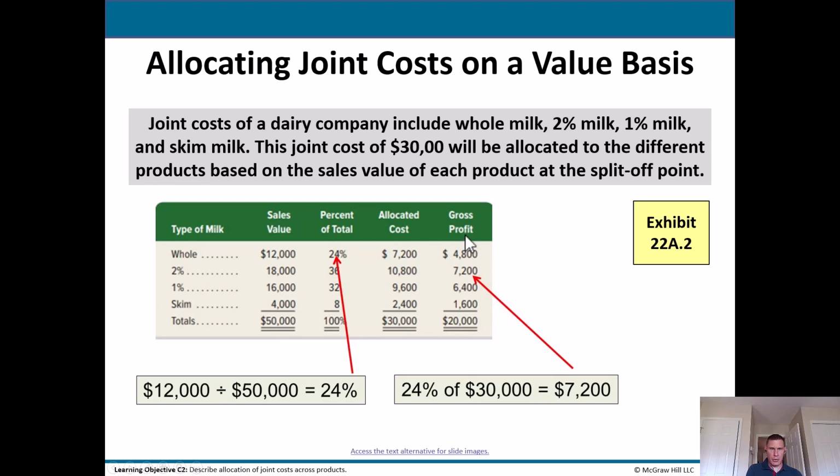And then we're saying, okay, now we can go ahead and allocate these costs out. We know that we had an allocated cost of 30,000. So again, we can just apply our percentages to these to determine how much of each of the 4 types, whole, 2%, 1%, skim, should get what cost allocation.